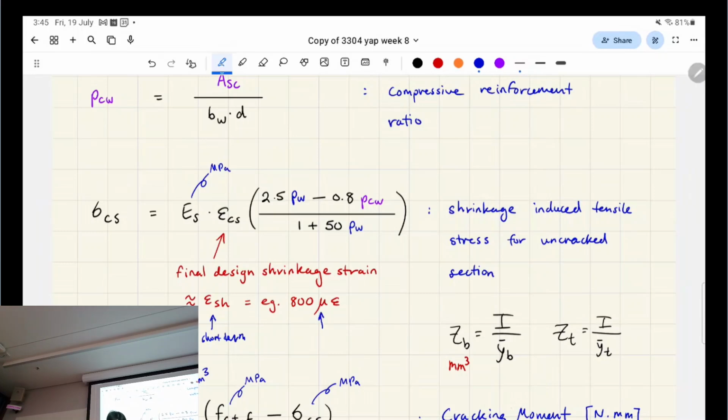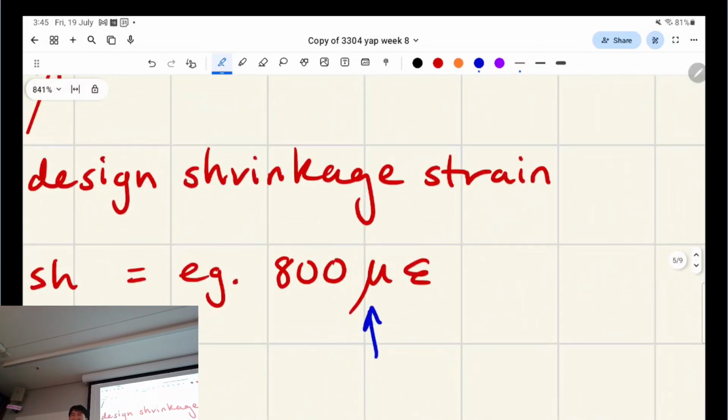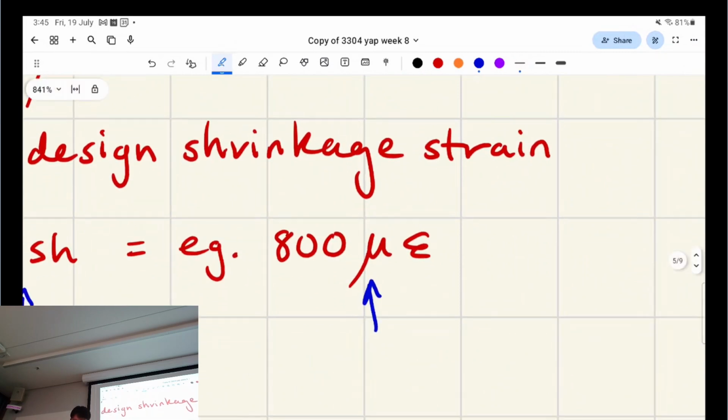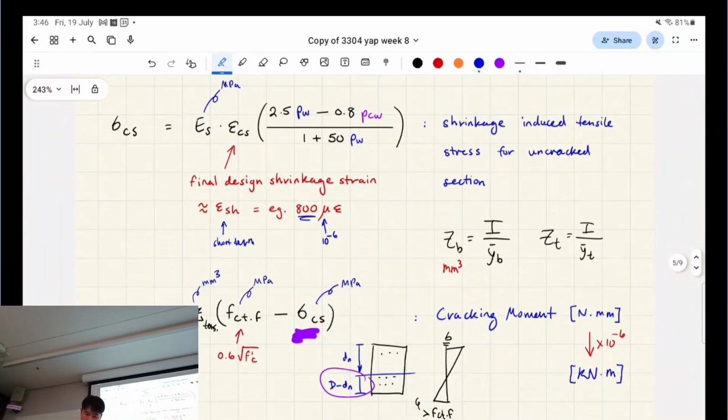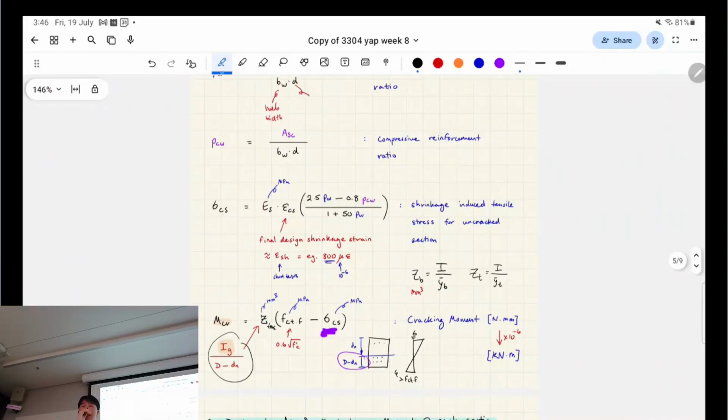Another thing to note is that sometimes you get this value. Someone want to say it? Okay, good. 800. That just means 10 to the minus 6. Micro, yeah. So you did 800 times micro, right? Okay, any questions about that?